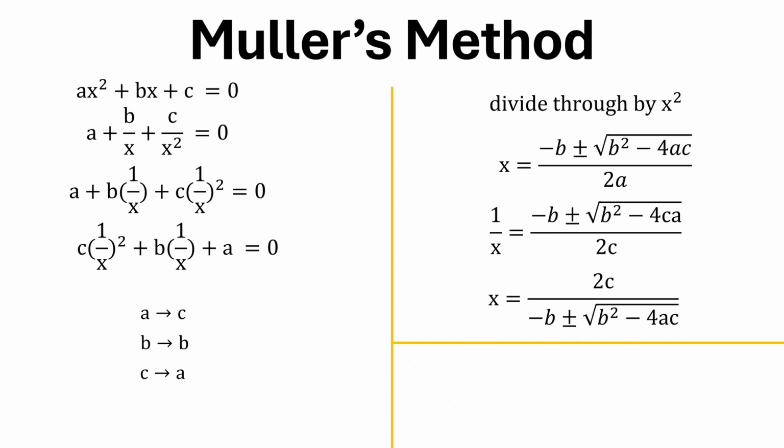You can also derive Muller's method by rationalizing the numerator of the original quadratic formula. You can test whether this is equal to the original quadratic formula by cross-multiplying them. This formula fails when c is equal to 0.